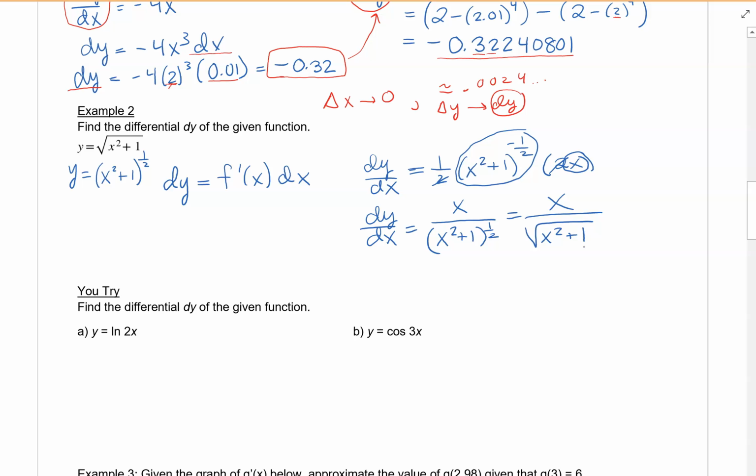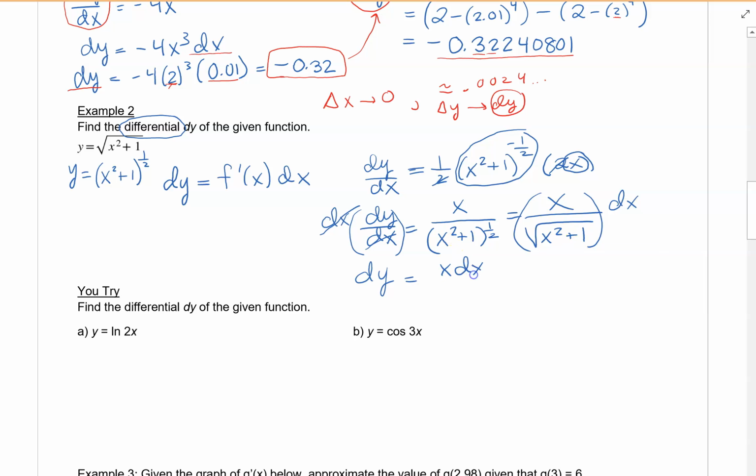This is nothing new from chapter 2. The only difference is when I'm thinking of it in the context of differentials, we like to separate the differential of y from the differential of x. So I would think of it this way. I would think of it as kind of multiplying the differential of x to both sides. And I would say, okay, dy is equal to this derivative times dx.